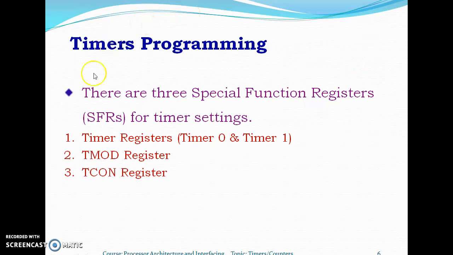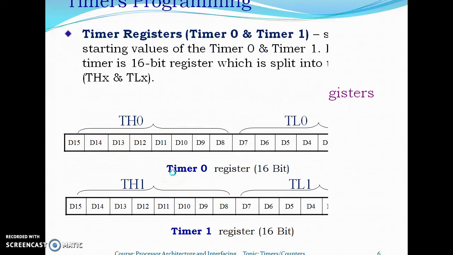For timer programming, we have to consider three types of SFRs, that is special function registers: the timer registers, timer 0 and timer 1, the TMOD register, that is the timer mode register, and the TCON register, that is the timer control register.